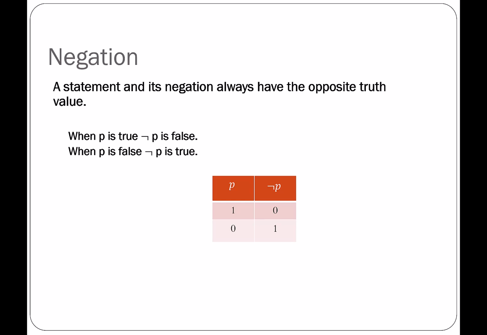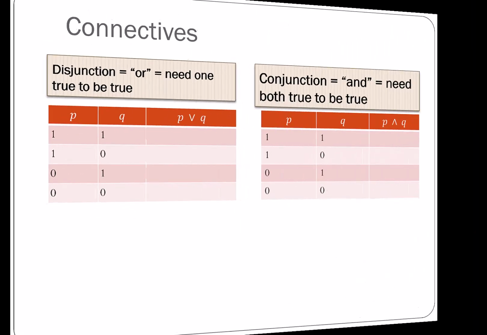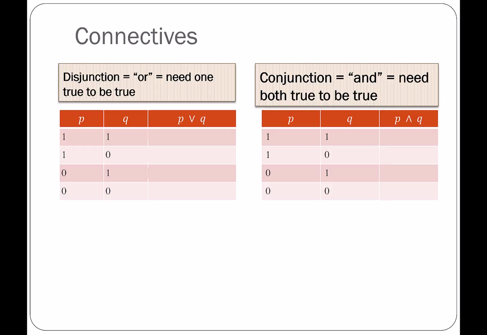The first one we'll look at is negation. A statement and its negation always have the opposite truth value. So when P is true, not P will be false, or when P is false, not P will be true. We can see that in our truth table, where P is true, not P is false, or where P is false, not P is true. Let's move on to putting statements together using connectives.